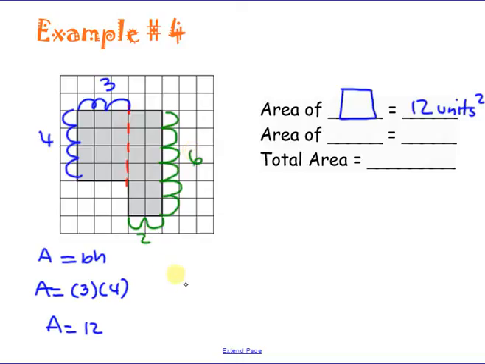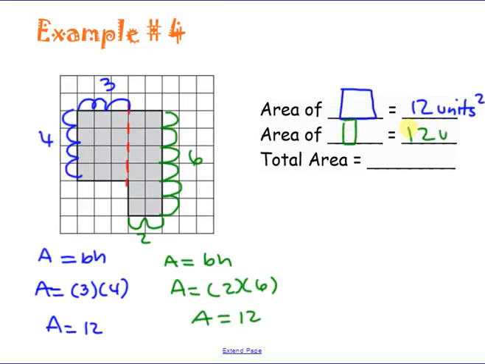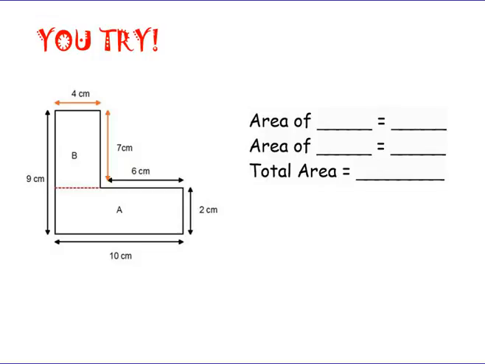6. So area equals base times height. Area equals 2 times 6. Area equals 12. So this thinner rectangle also has an area of 12 units squared. When I add 12 units squared and 12 units squared together, I'm going to get 24 units squared. And that's going to be my final answer. All right, you go ahead and try this one, and then we will compare answers.